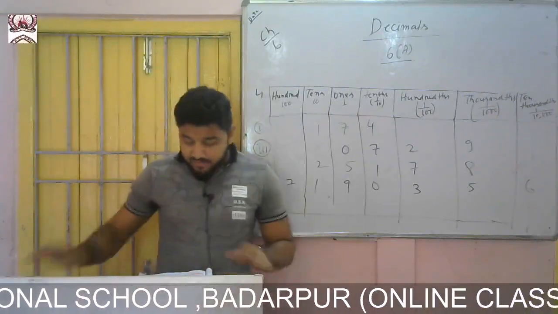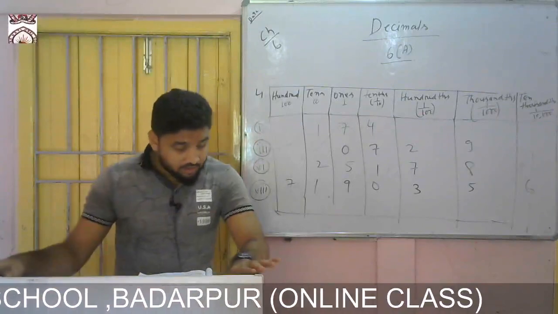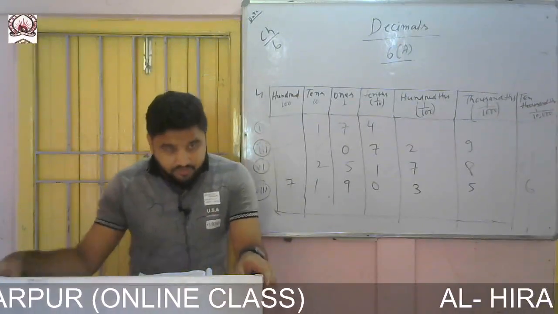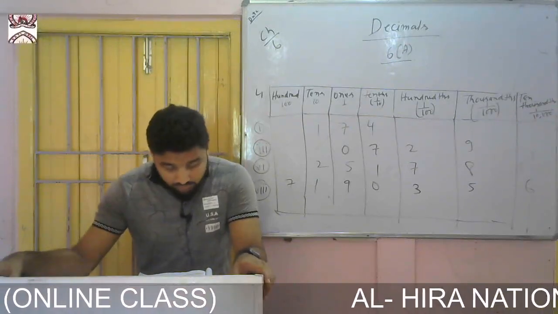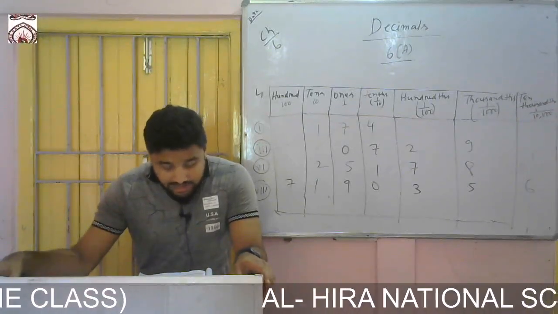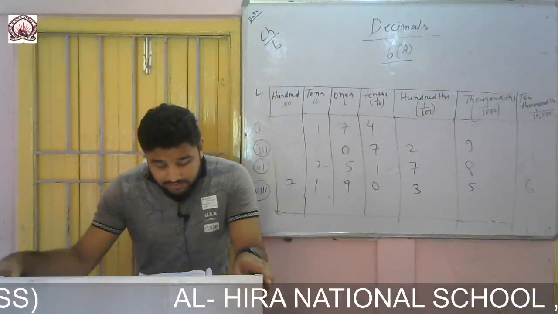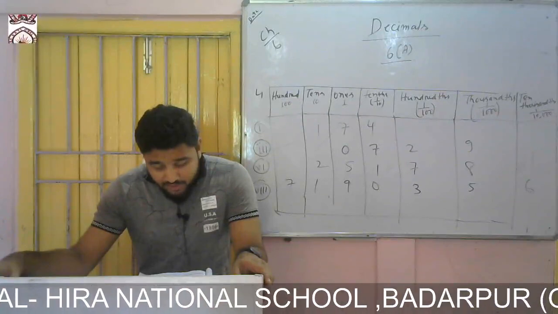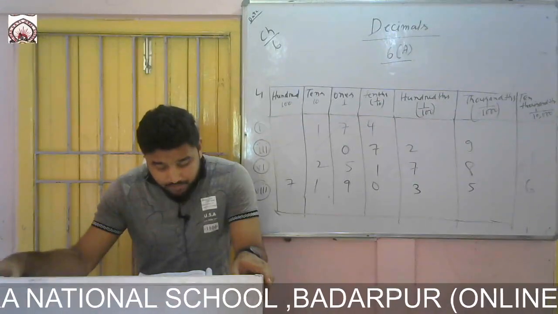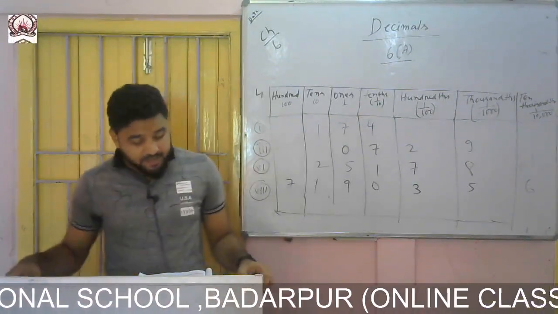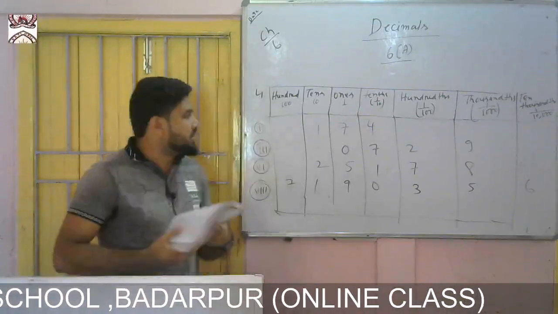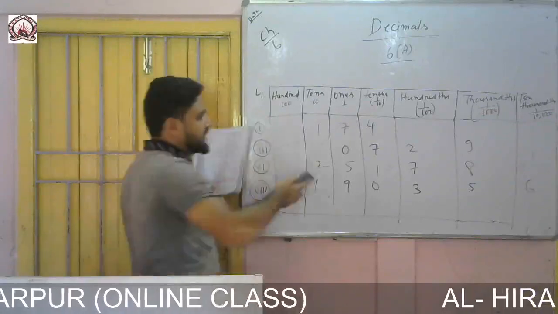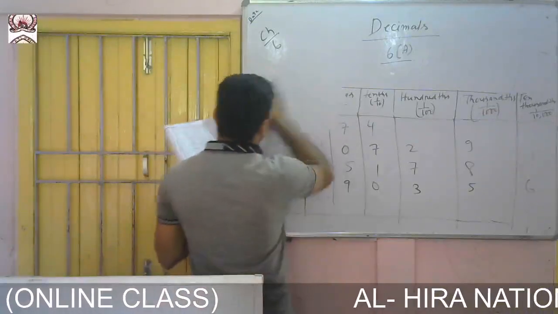Now come to question number 5. Write down the place value of the underlined digit in the following decimal point. Write down the what? Place value of the underlined digits in the following decimal point. That means what? You have to find the place value. So see.